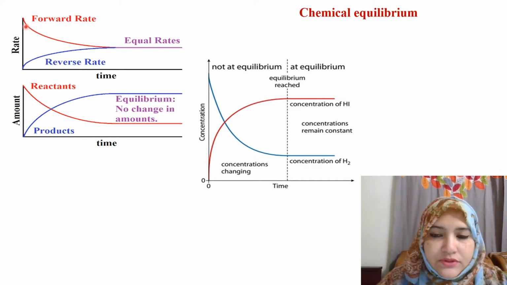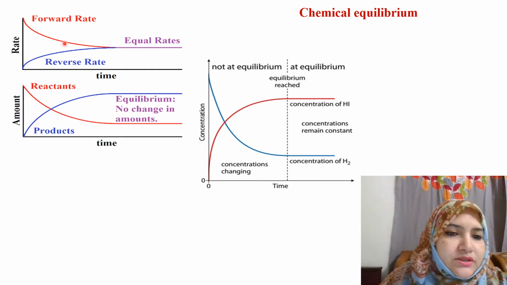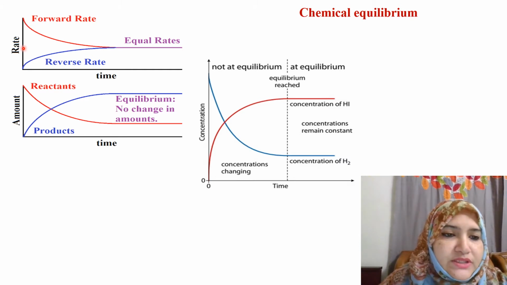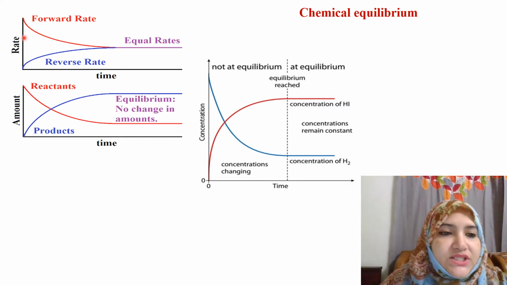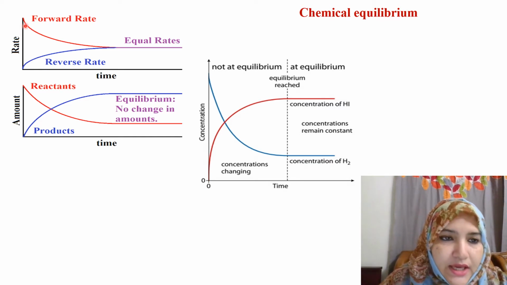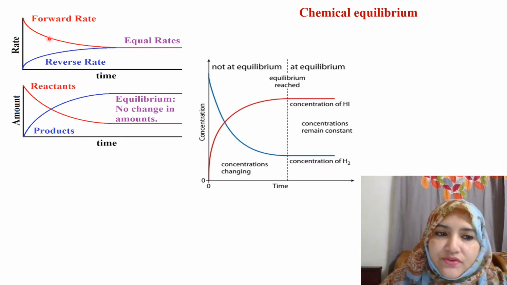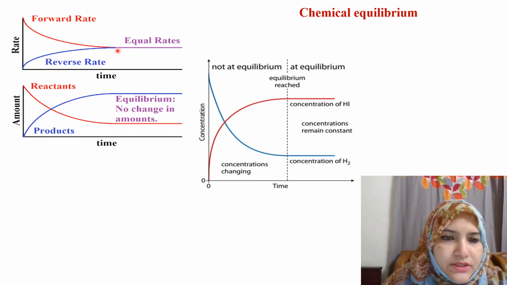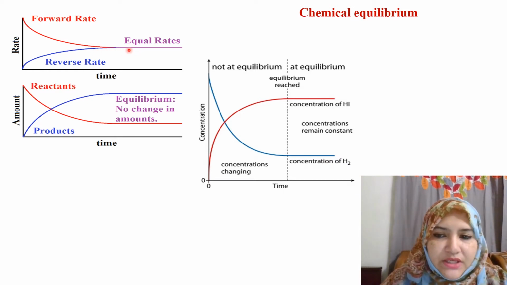At the start of the reaction, the forward reaction has a higher rate. Look at the red curve, the rate of forward reaction. At the initial point when time is 0, the forward reaction has a higher rate, and it decreases gradually with the progress of time. We can observe that easily.